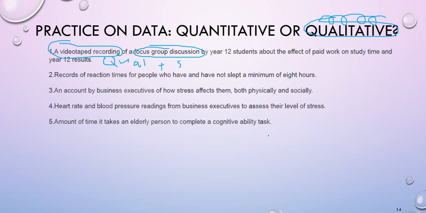Okay? Next one, records of reaction times for people who have and have not slept a minimum of 8 hours. So what am I collecting? Okay, correct, I'm collecting the reaction time. Is it qualitative or quantitative? Yes, it is quantitative. But is it subjective or objective?